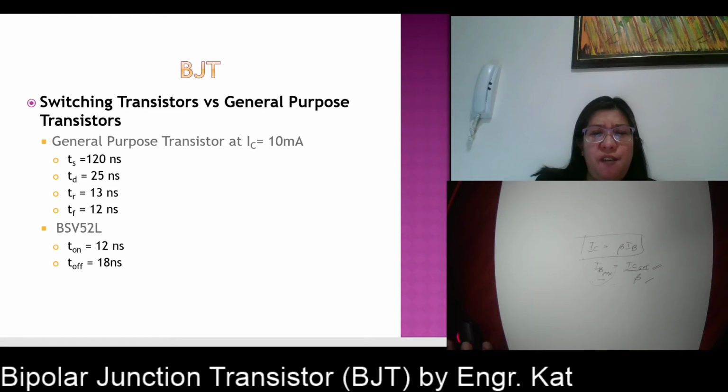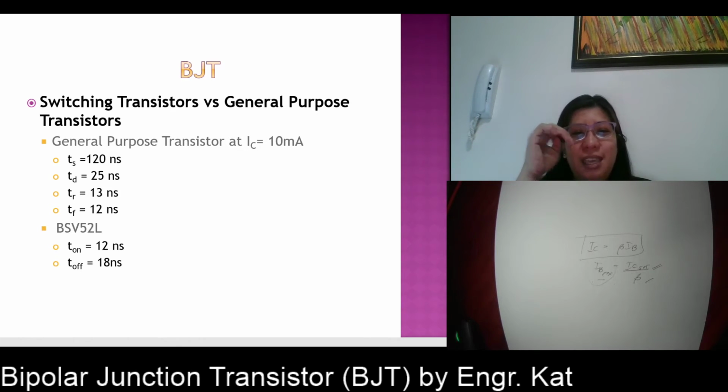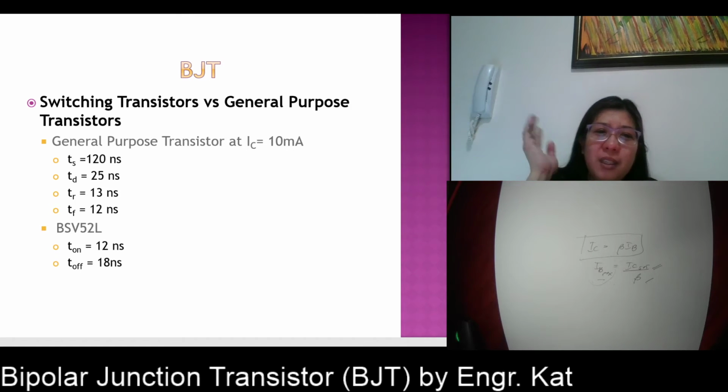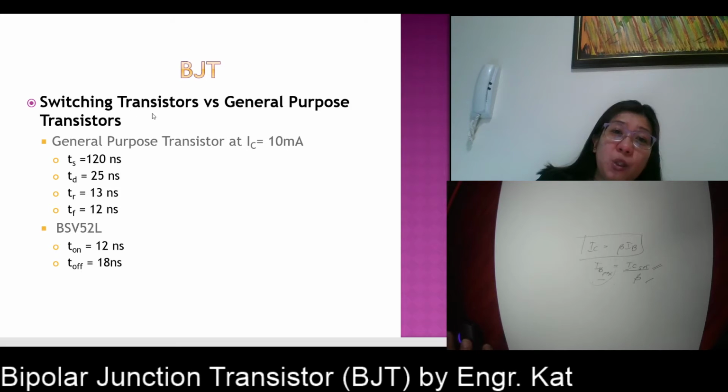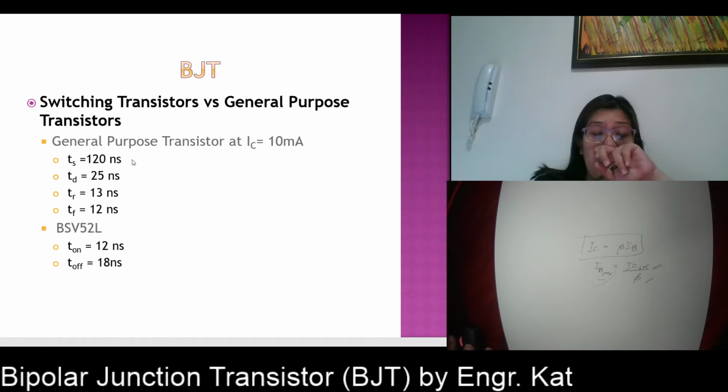Usually, this is very, very fast, actually, nanoseconds. You cannot distinguish anymore if there is really a delay when we are talking about nanoseconds, no? But the difference is when we make use of a switching transistor, this is how fast they are in turning on and turning off time. If we are going to compare this one, okay?